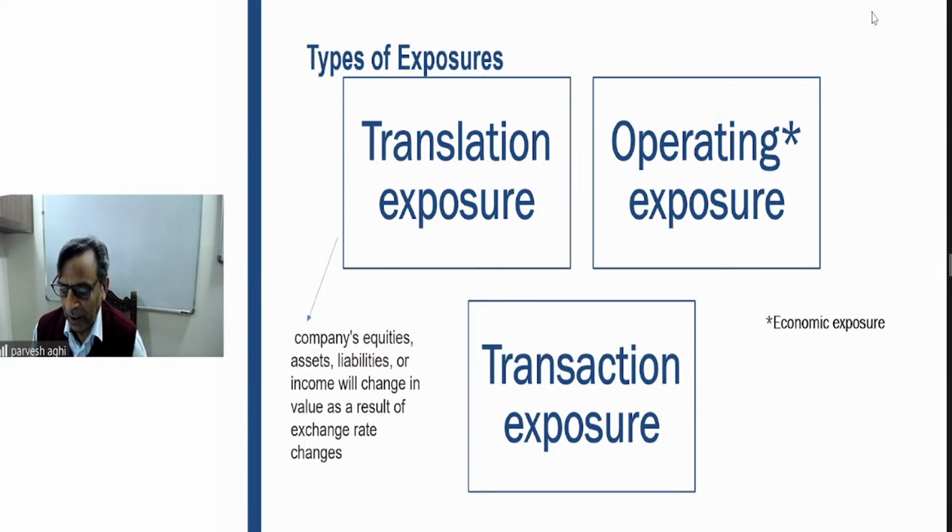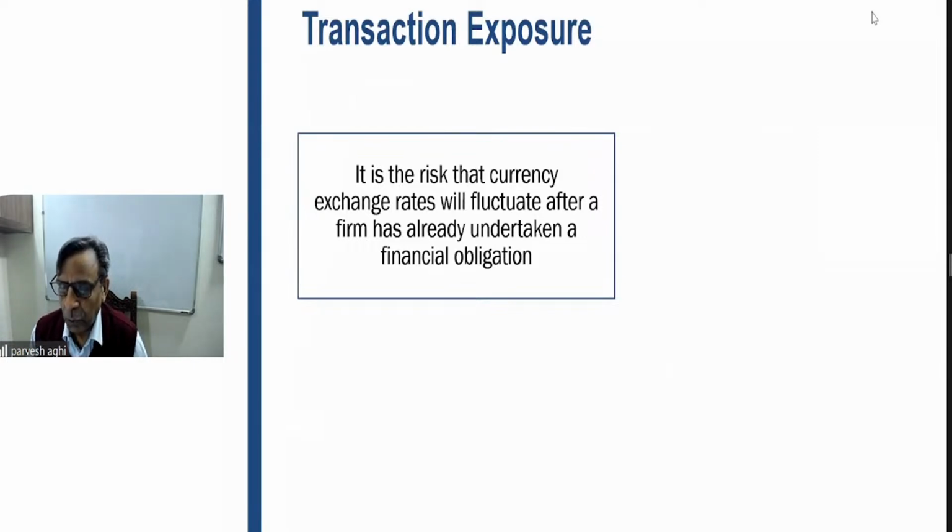And then, finally, we have the transaction exposure. So transaction exposure is basically, when we enter into the transaction and when we are actually making a payment or receiving the payment, if there are differences, we can either suffer a loss or gain. So let's understand the transaction exposure in more detail. It's the risk that the currency exchange rate will fluctuate after the firm has already undertaken a financial obligation.